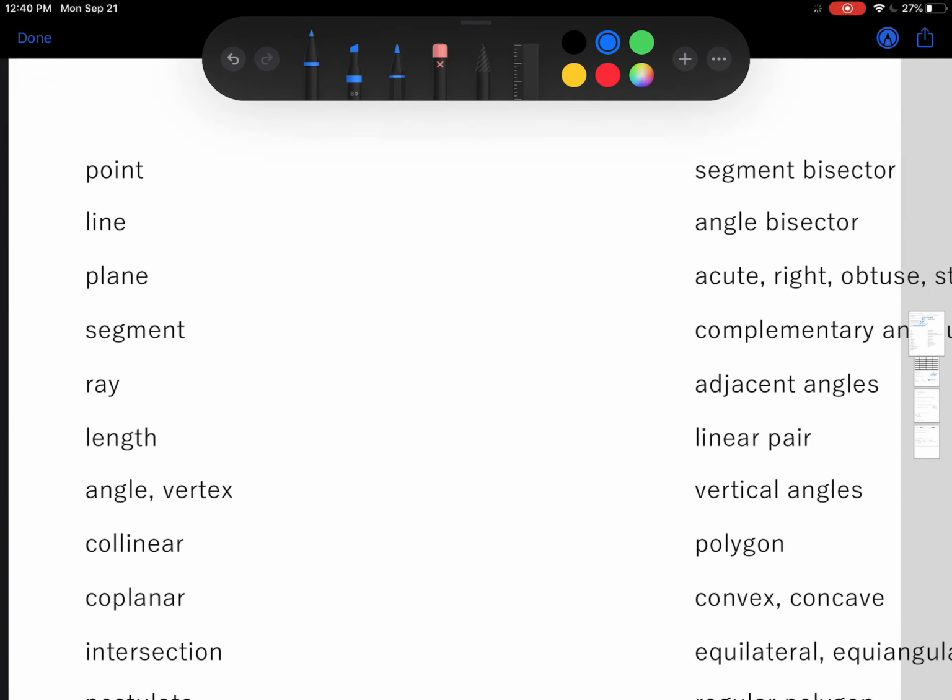How do we name things? First of all, we name a point with a capital letter. We name a line using 2 points, so 2 capital letters, making sure that the symbol on top looks like a line with the arrows. We can also name it, if we don't want to use 2 points, with a lowercase letter, maybe line lowercase k.